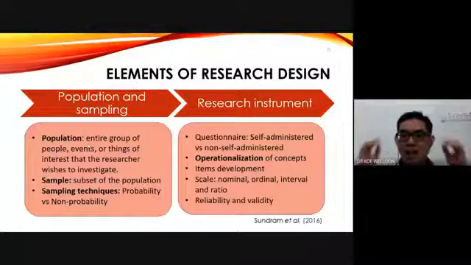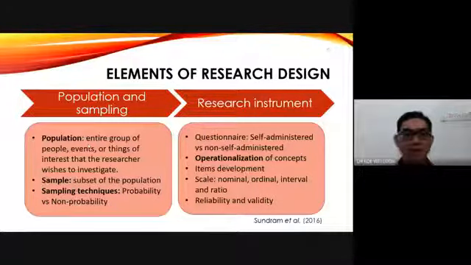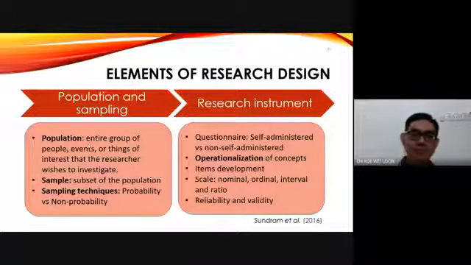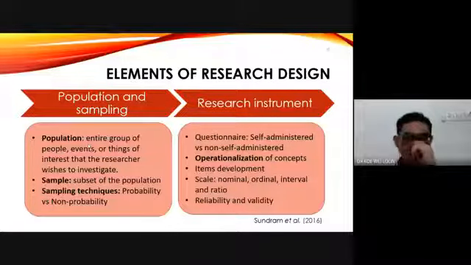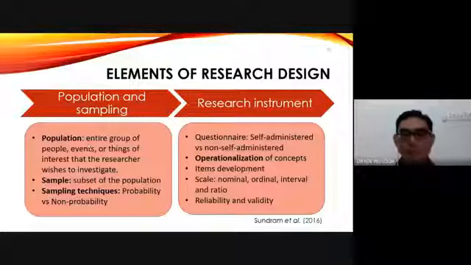Students in UiTM. In total, we have about 300,000 students. Correct me if I'm wrong, but if I'm not mistaken, we have about 300,000 students. Oh, so many of them. So you cannot just simply tell people my population is students in UiTM. You cannot. You have to define it very well.